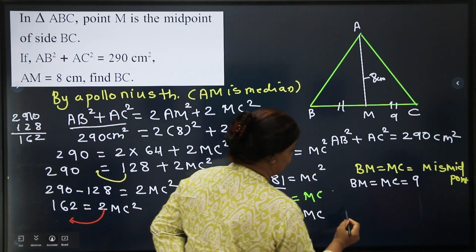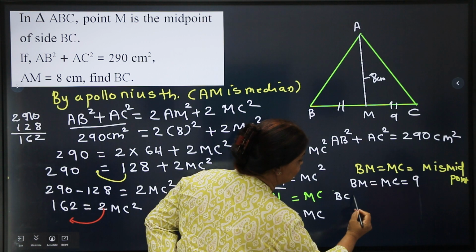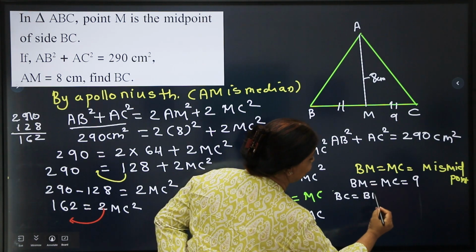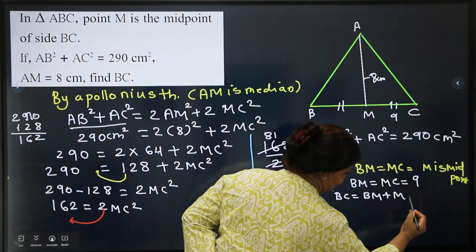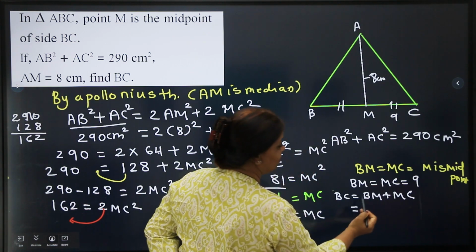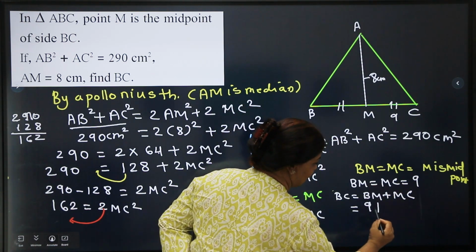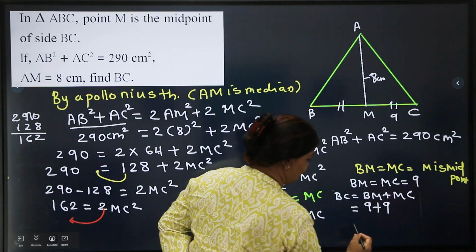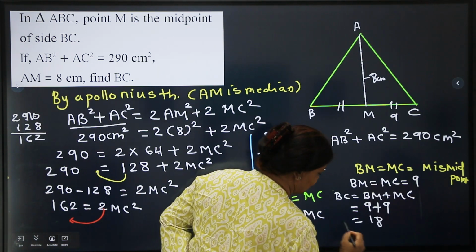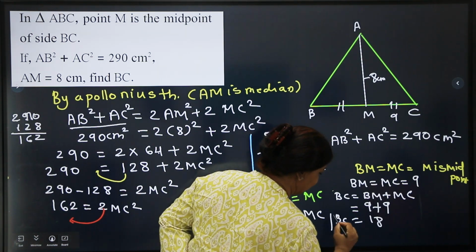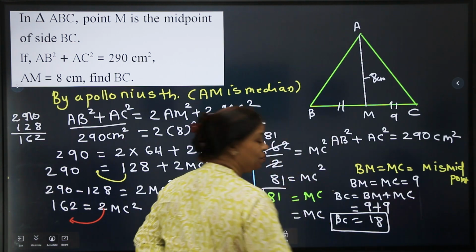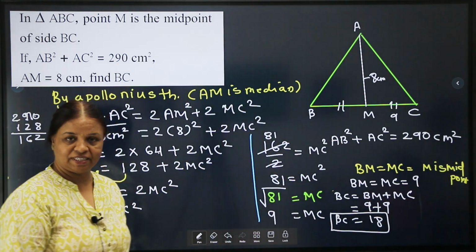And we know BC is equal to BM plus MC. And how much is BM? 9. Plus MC is also 9. 9 plus 9 is 18. So BC is equal to 18. You can pause the video, children, and you can solve the sum.